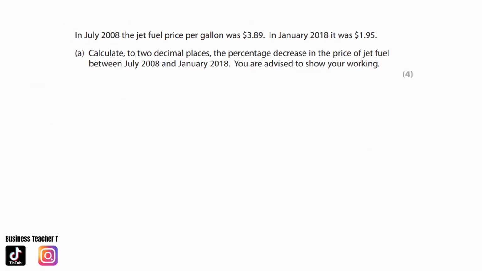In July 2008, the jet fuel price per gallon was $3.89. In January 2018, it was $1.95. Calculate to 2 decimal places the percentage decrease in the price of jet fuel between July 2008 and January 2018. You are advised to show your working. It is a percentage change answer.